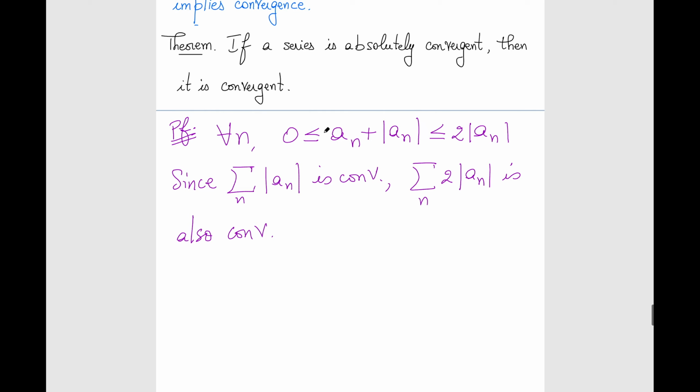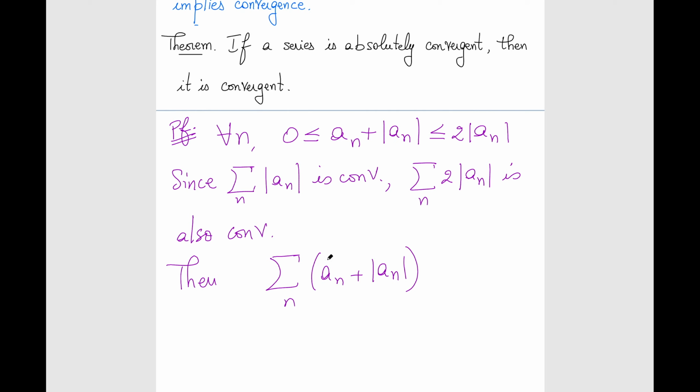This series has terms which are non-negative. So what can you say about this series? The terms are non-negative, and the terms are bounded above by the terms of another series which converges.